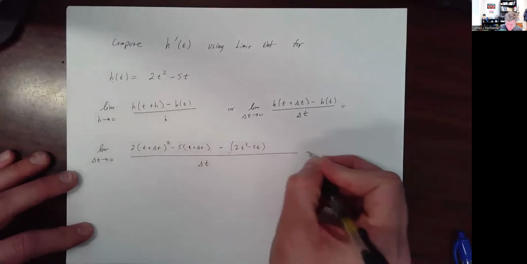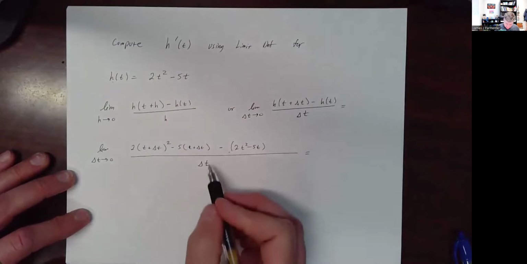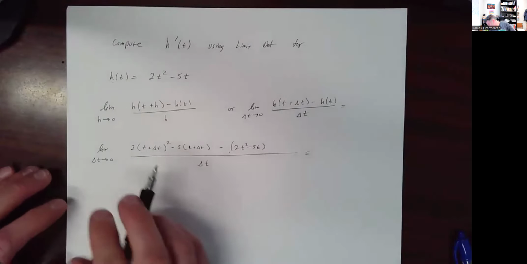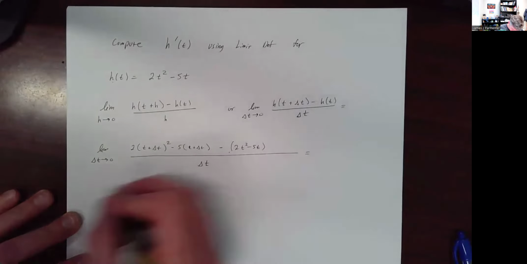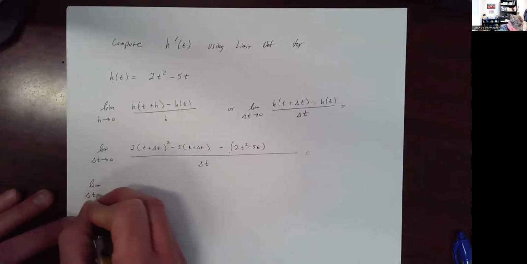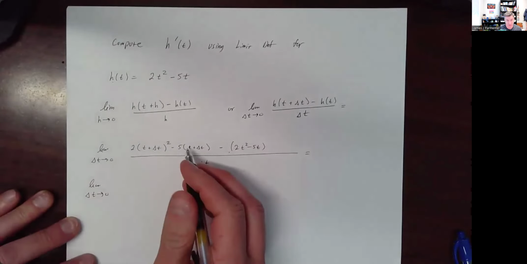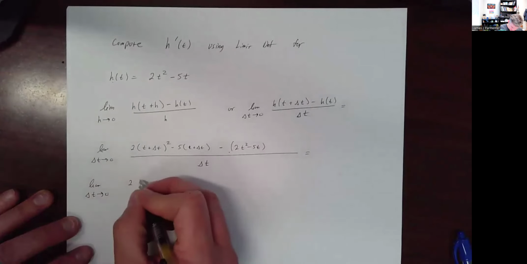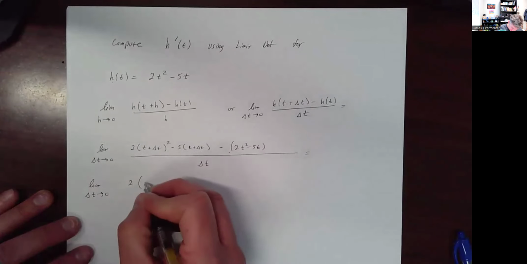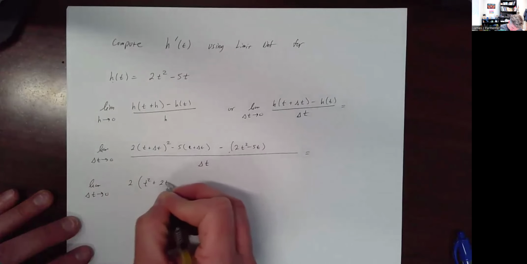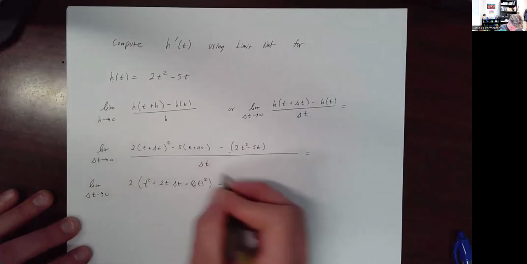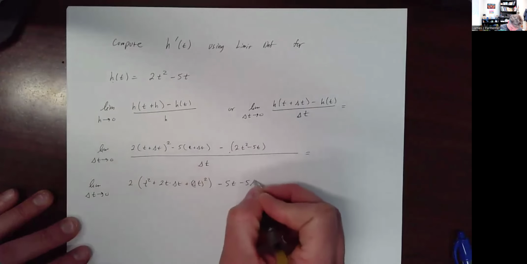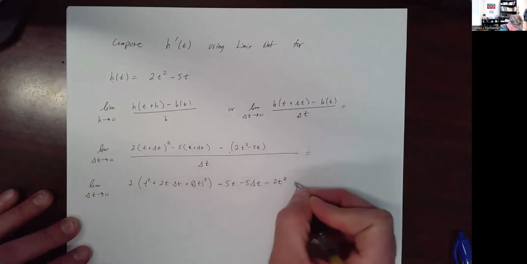So then we simplify with the goal of canceling out the original delta t. Our intermediate goal is that everything in the numerator that does not have a delta t should cancel out. You have 2 times (t plus delta t) squared, which is going to be t squared plus 2t delta t plus delta t squared, minus this 5t minus 5 delta t, minus 2t squared plus 5t.